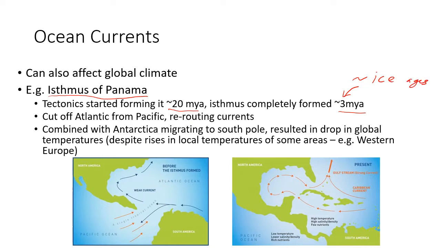It's believed that by cutting off the Pacific and the Atlantic from one another at these mid-latitude regions, it altered ocean currents so much that temperatures weren't as effectively distributed around the globe, and the poles got colder and the tropics got a little bit warmer. And as the poles got colder, Antarctica was also migrating to the South Pole, and it resulted in this drop of global temperatures. We'll talk about the significance of Antarctica on one of the next slides, but it resulted in drops of global temperatures, leading to those ice ages.